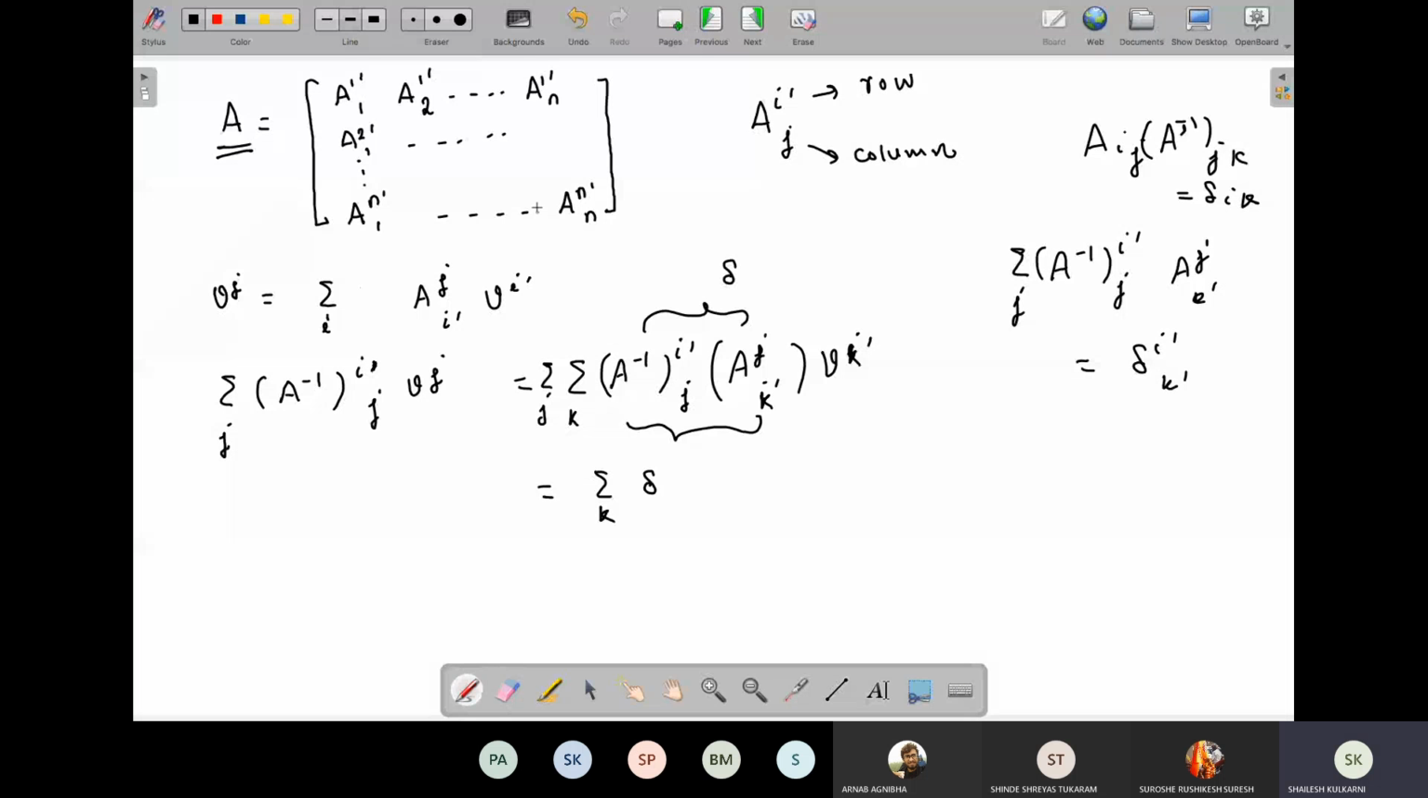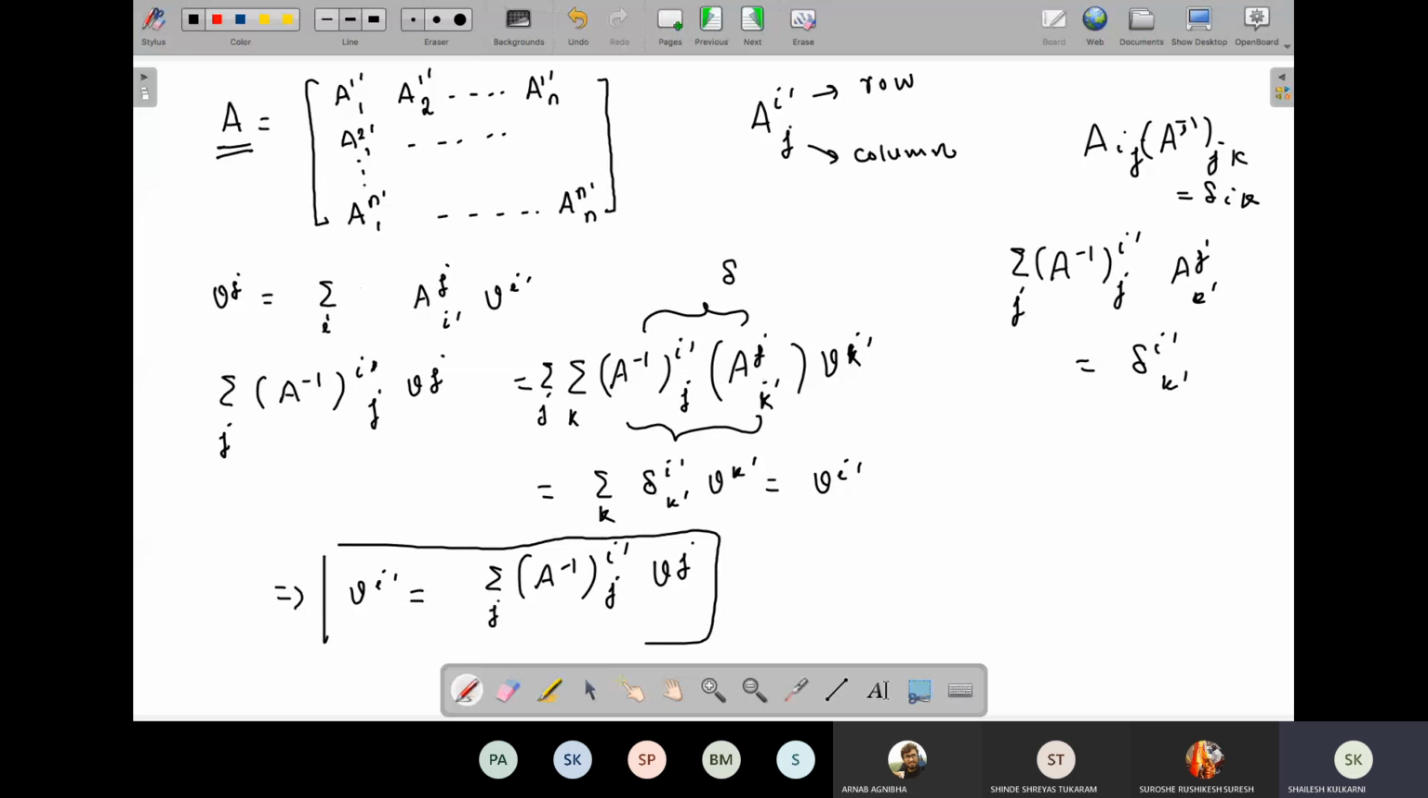And I will be left with delta i prime k prime. Okay, v k prime, that is equal to v i prime. Hence we have v i prime equal to summation over j, a inverse i prime j vj. So this is the inversion of this relation.